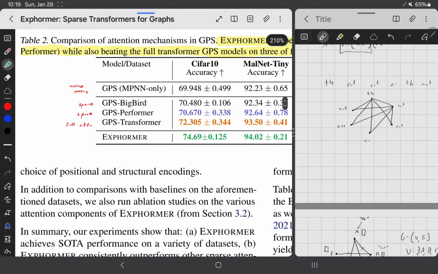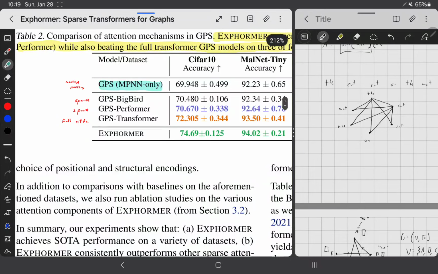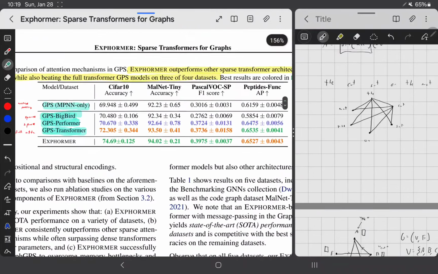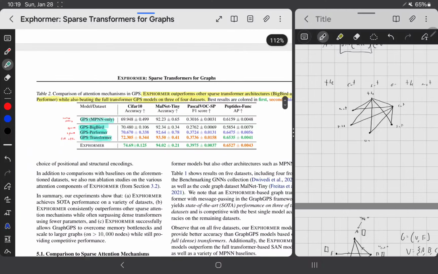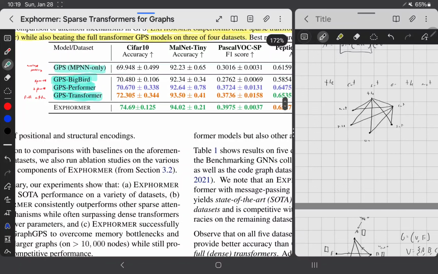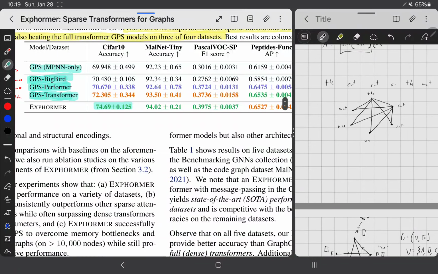So this here is normal message passing. MPNN is message passing neural network. Big Bird, if you've heard of Longformer, it's similar to that. And then Performer. And then they have transformers, so this is full attention. These two are sparse, Big Bird and Performer are sparse. And these are just on four data sets they picked. And it does pretty well on all of them.